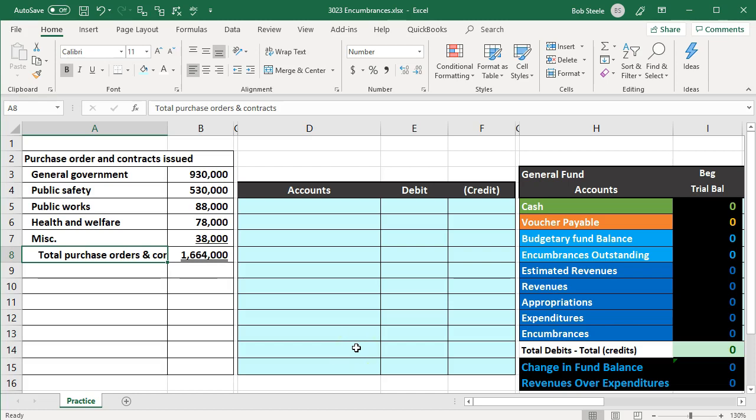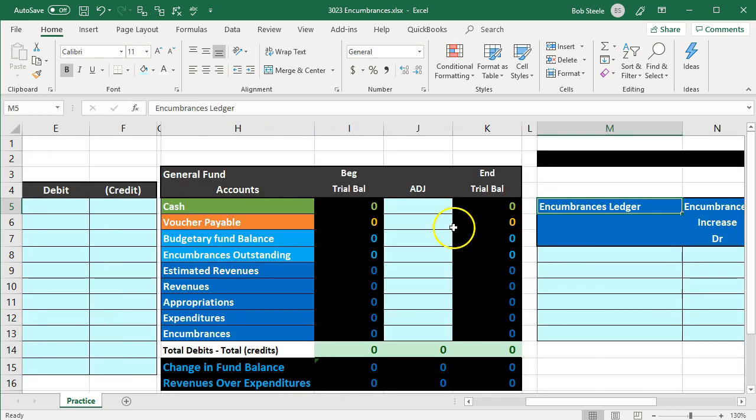In this presentation, we will record a journal entry related to encumbrances within Excel. The information is going to be on the left side. We're going to put that into the blue area on the right side. This is going to be for the general fund. We're going to put the journal entry into the general journal, posting that then to our worksheet, which kind of represents the general ledger type of posting.